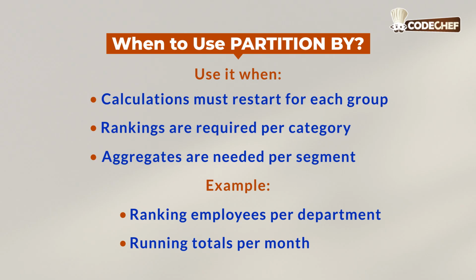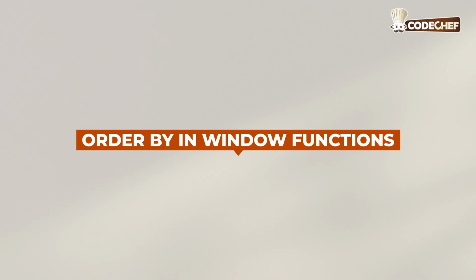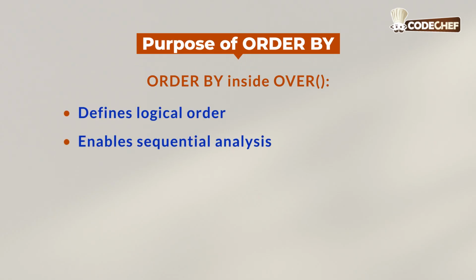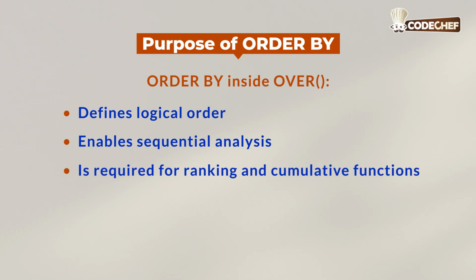And then for every month we are going to run totals to get the required statistics. Order by in window functions. Now what is the purpose of using order by in window functions? Order by inside over is used to define logical order. It enables sequential analysis and is required for ranking and cumulative functions.